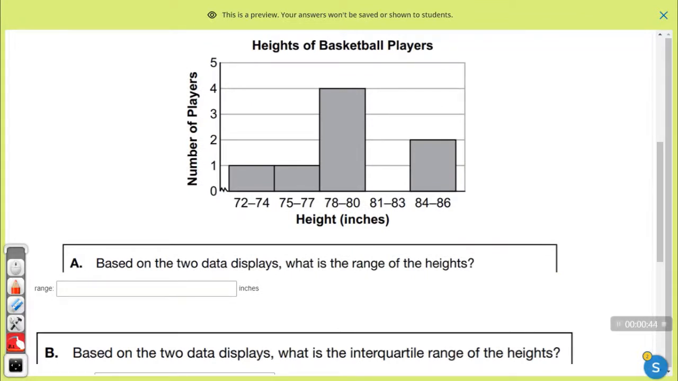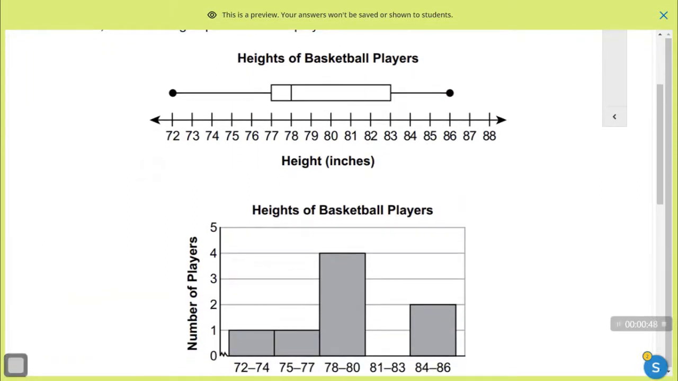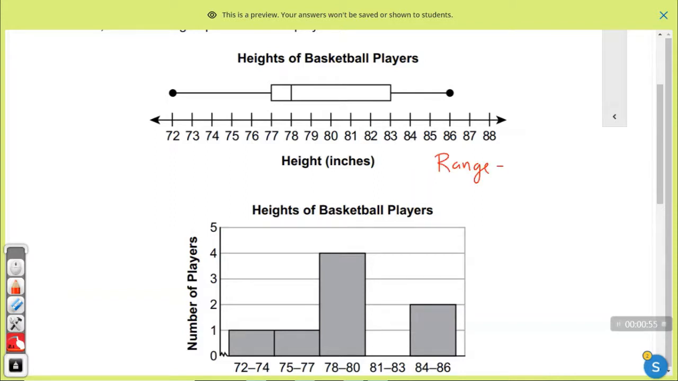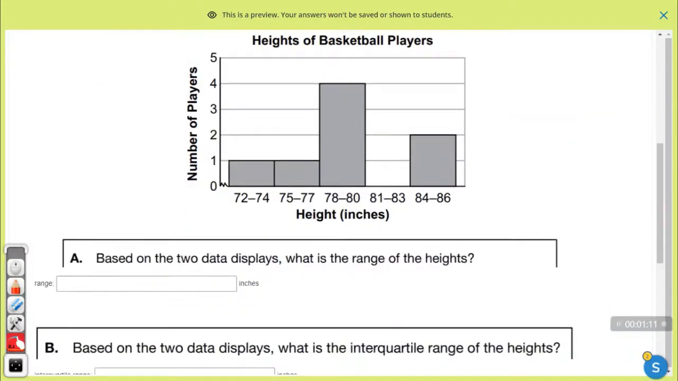Let's take a look at what question A is asking us to find. Based on the 2 data displays, what is the range of the heights? Well, the range of the heights is determined from our box and whisker plot. The range is equal to our maximum value minus our minimum value. Our maximum value and minimum value are shown as the ends of the whiskers. In this case, it's 86 minus 72, and that is a range of 14. All right, let's take a look at the next question.